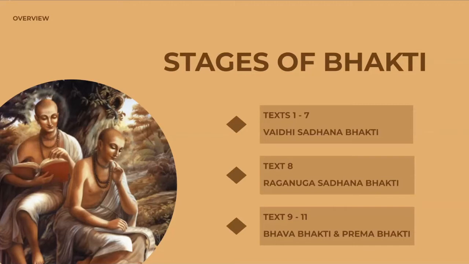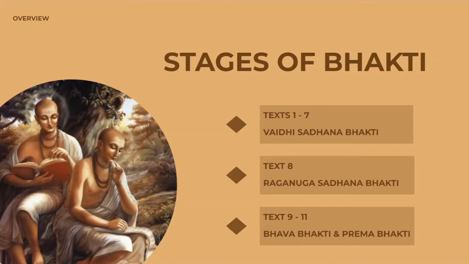We will see one outline or overview given generally, and then we will also see the overview given by Bhakti Vinod Thakur. Both we will see. The general overview given for Upadeshamrita is that this book is organized in terms of Vaidhi Sadhana Bhakti, Raganuga Sadhana Bhakti, and Bhava Bhakti and Prema Bhakti.